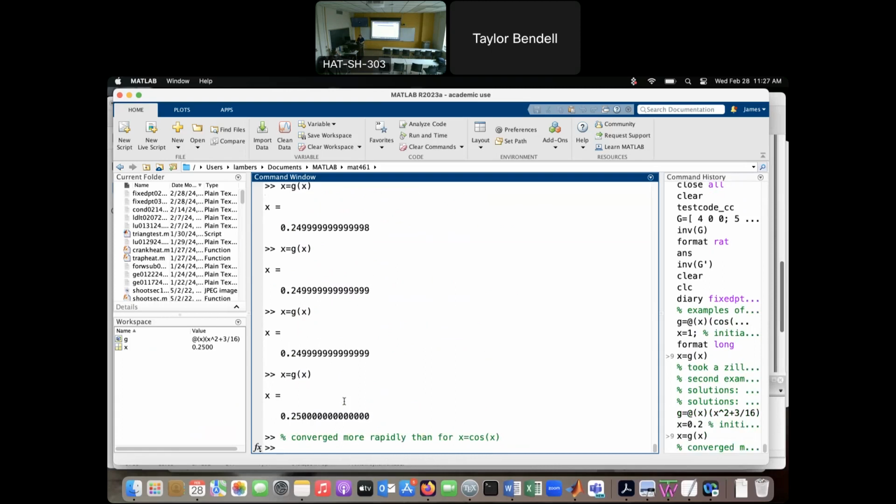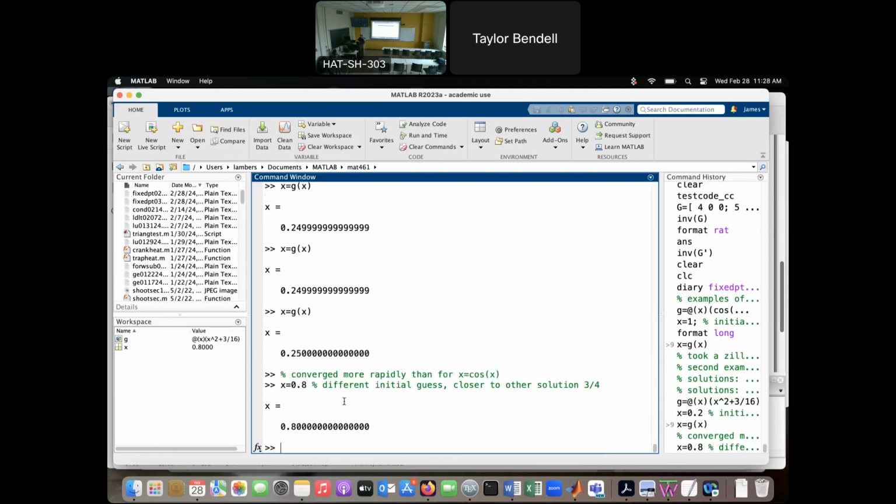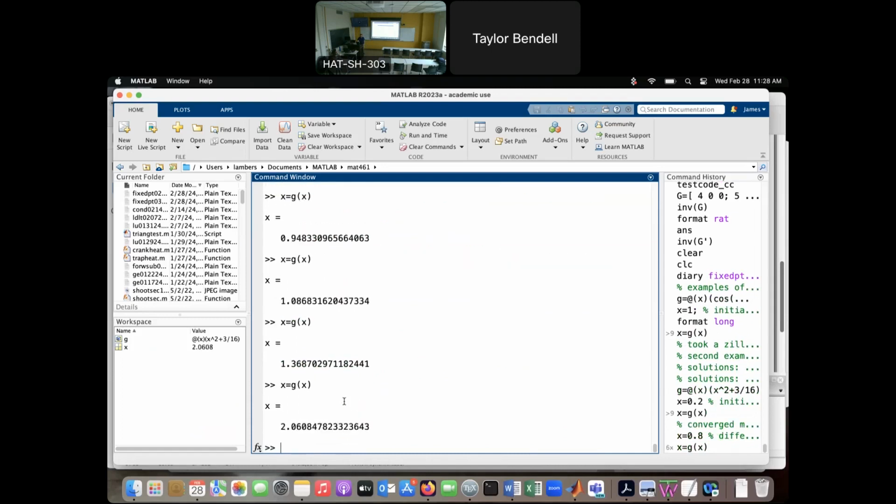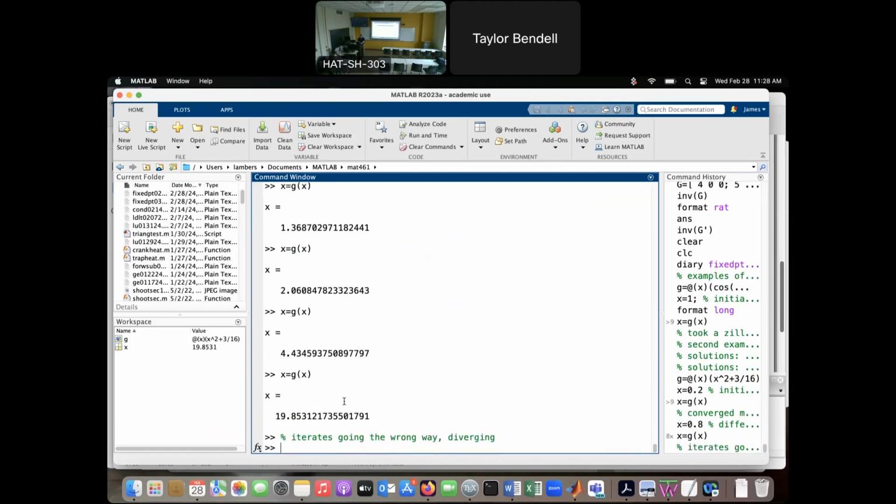Okay. Now I can choose a different initial guess. Now, it's closer to the other solution of 3/4. So the expectation is that if I carry out the iteration with this initial guess, you would think it would converge to 3/4. Let's find out. Okay. So now it's going the wrong way. It's going away from 3/4. And things are getting a little out of hand. So that was unfortunate. If I were to continue, we'd see that the iteration would diverge.